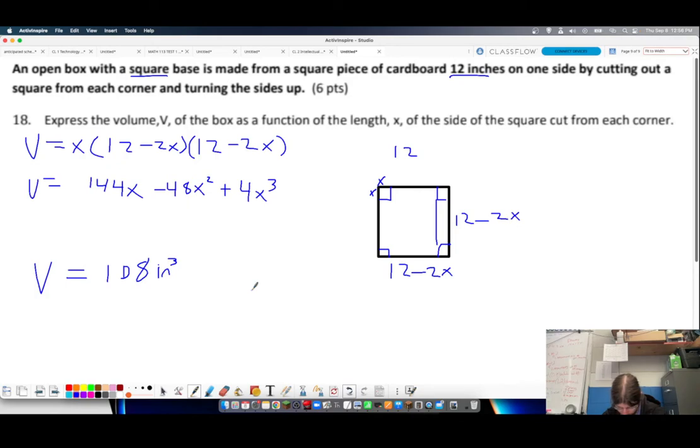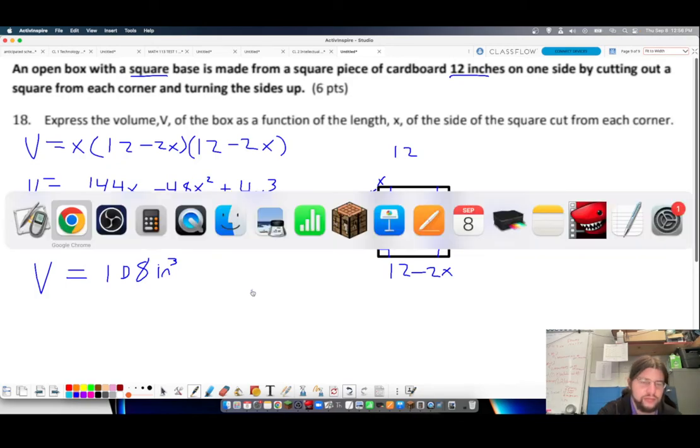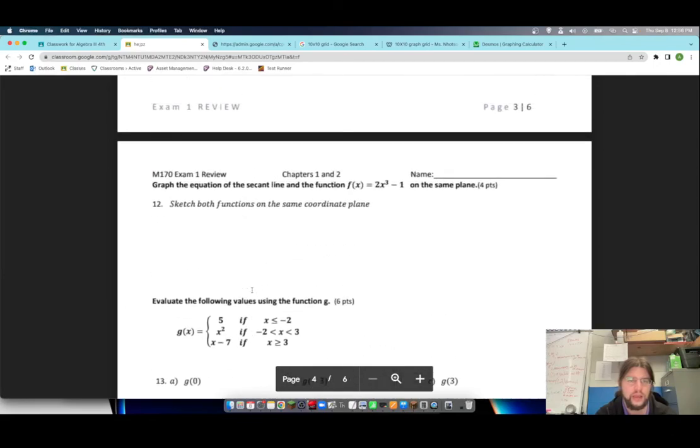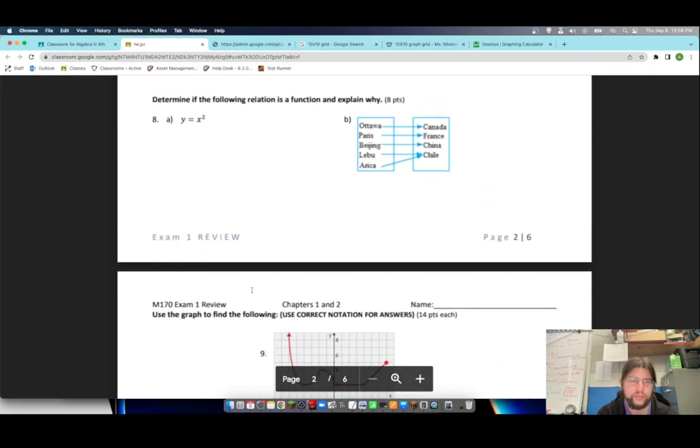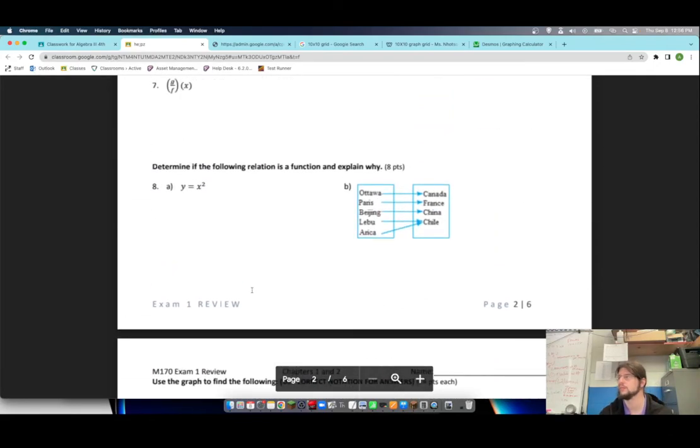Okay, look at number 8. If I put, for both of them, yes, it is a function because the x does not repeat, will that be fine?